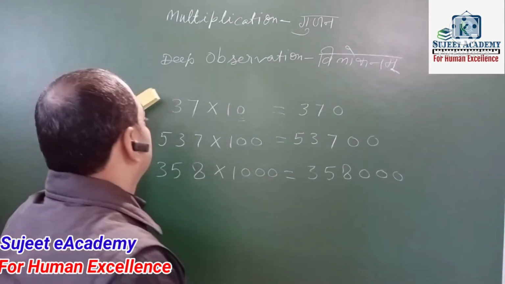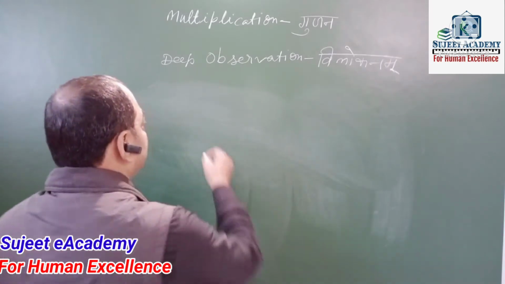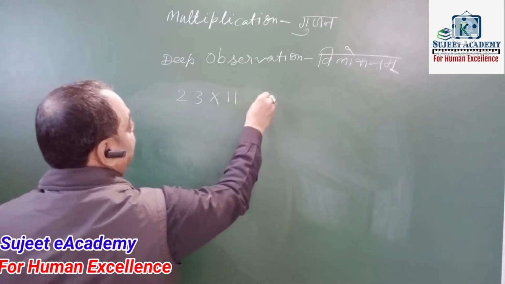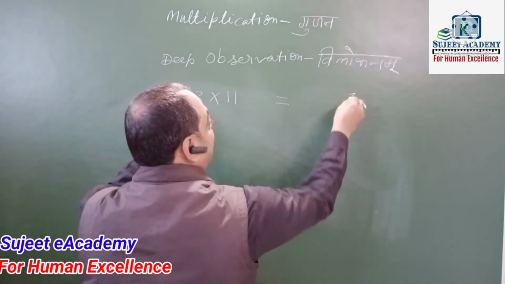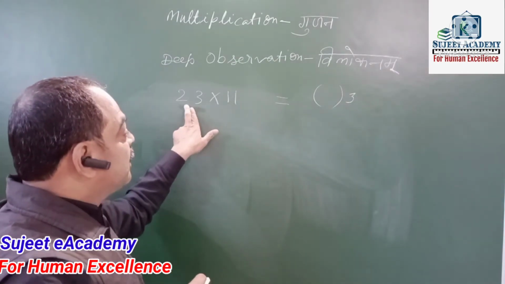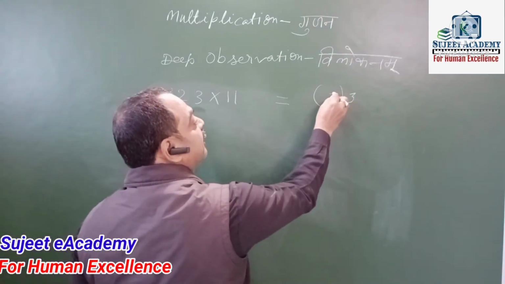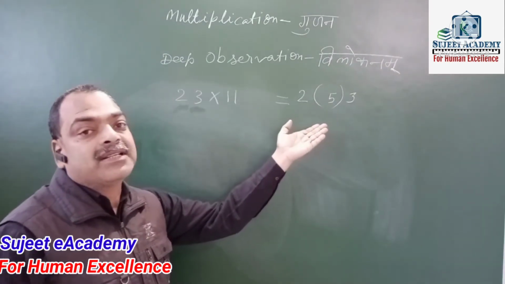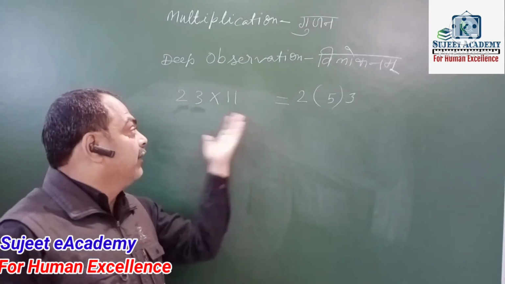One more example: how to multiply a number by 11. Simply see that 23 multiplied by 11. You just put unit place value 3 here, and then sum these two numbers, 2 plus 3 is 5. You put 5 here and the remaining number is here. This is your multiplication without any tables, using a table of 11.